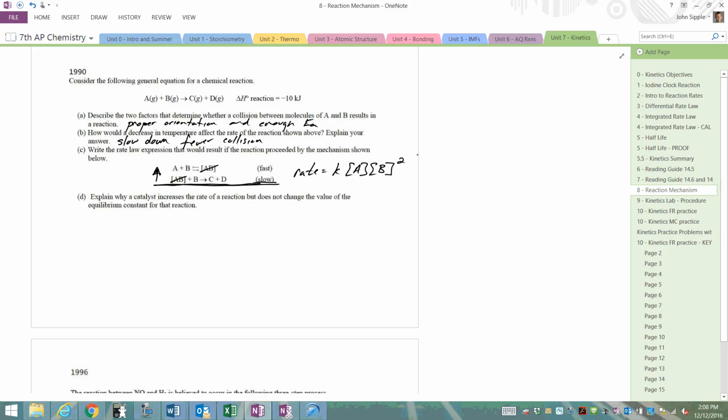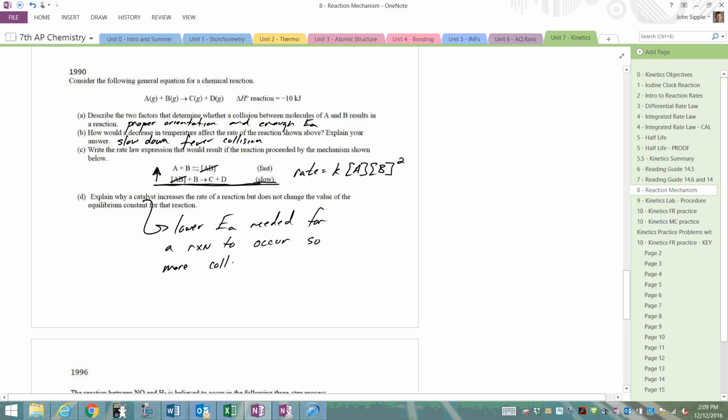Okay. Excuse me. So what is a catalyst? How does it increase the rate of the reaction? Yeah, it lowers the activation energy needed for a reaction to occur. So more collisions result in a reaction. Now the key part here is they're asking for the equilibrium constant.